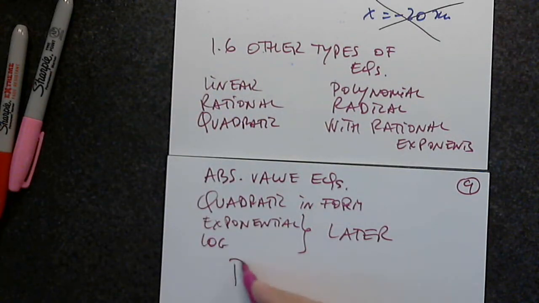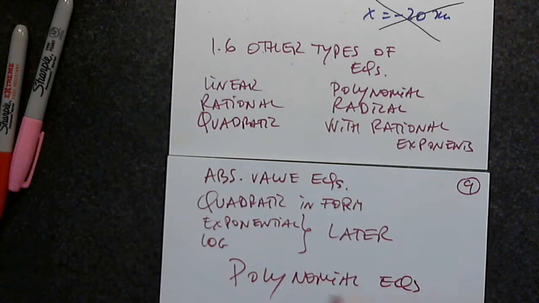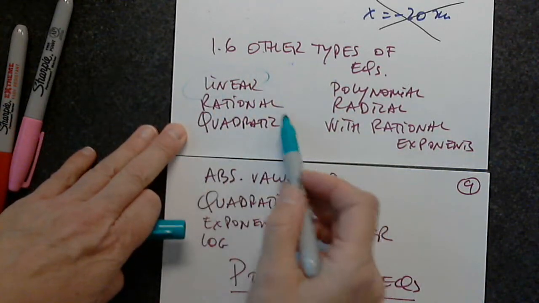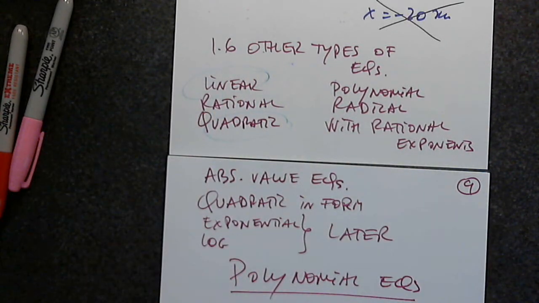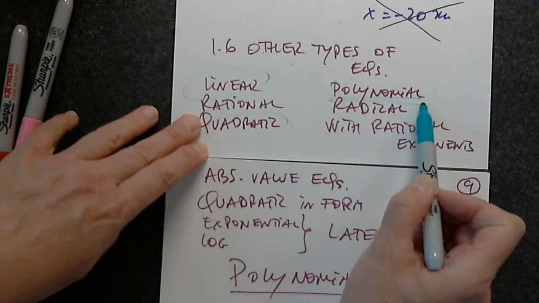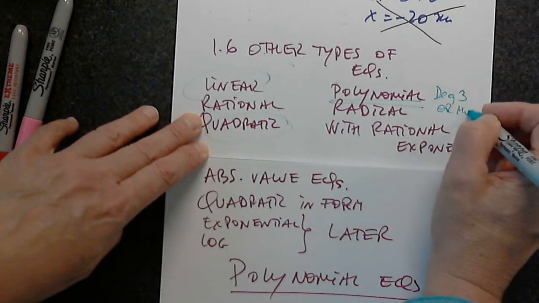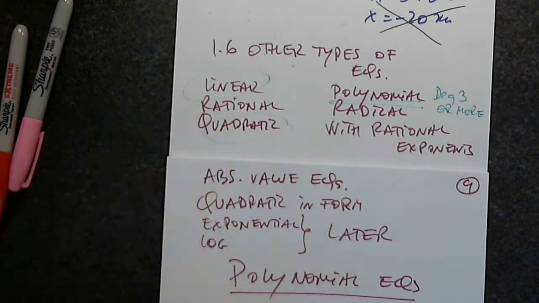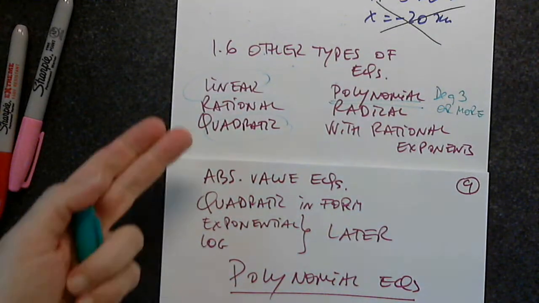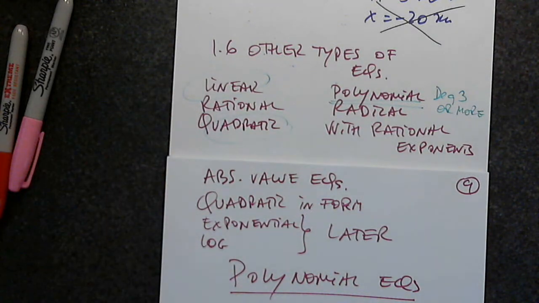Polynomial. And you should say, wait a minute, but what about linear and quadratic? Aren't they polynomial? Aren't you done with this? No. Because when we really talk about polynomial equations, we mean degree 3 or more. So when we say polynomial, we mean degree 3 or more. When we say linear and quadratic, we mean linear and quadratic.